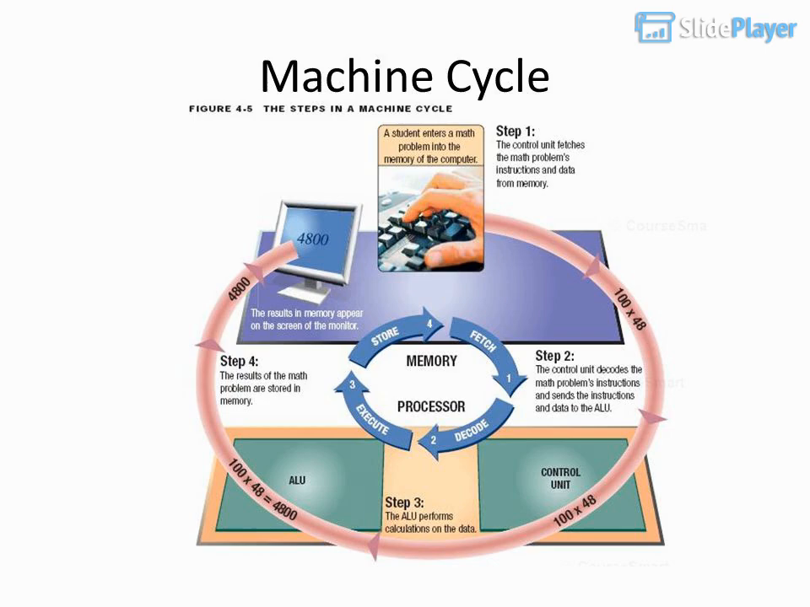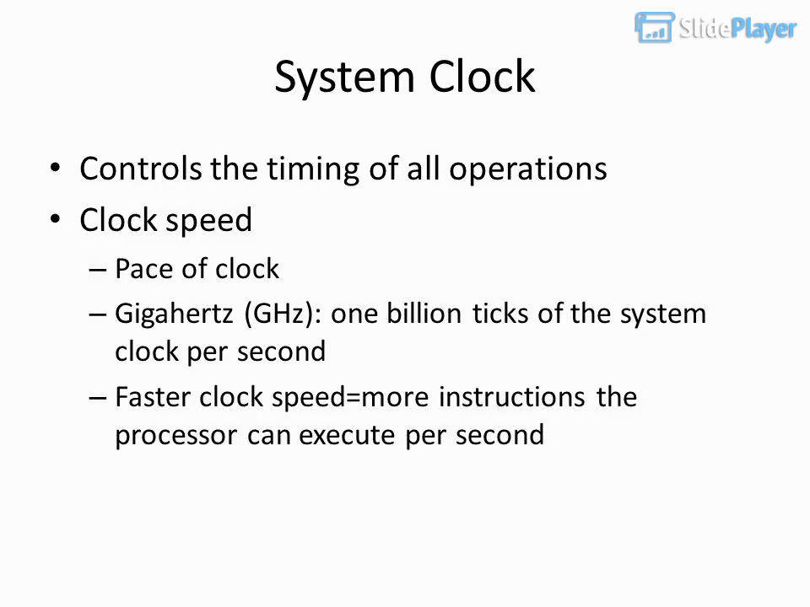Machine cycle: for every instruction, a processor repeats four basic operations: 1. Fetching, 2. Decoding, 3. Executing, and 4. Storing. The system clock controls the timing of all operations. Clock speed is the pace of the clock, measured in gigahertz, GHz, where 1 GHz is 1 billion ticks of the system clock per second. A faster clock speed means more instructions the processor can execute per second.